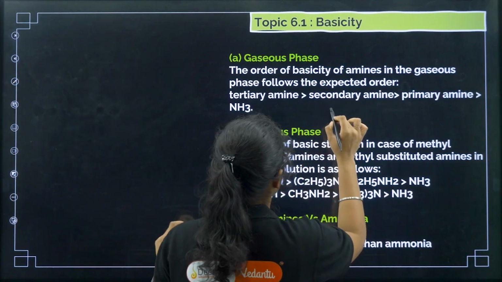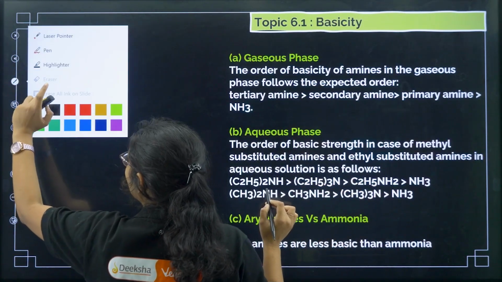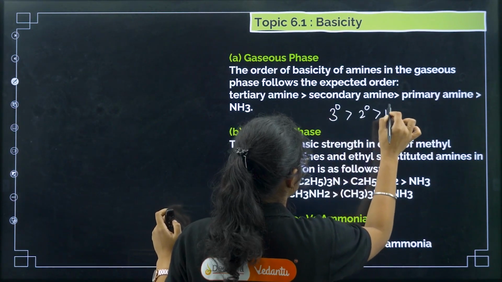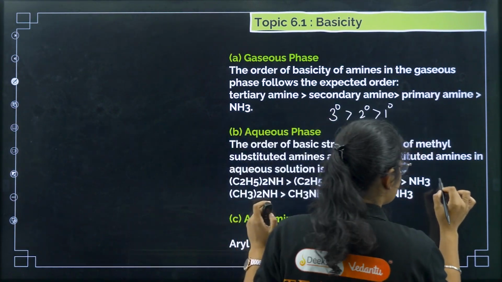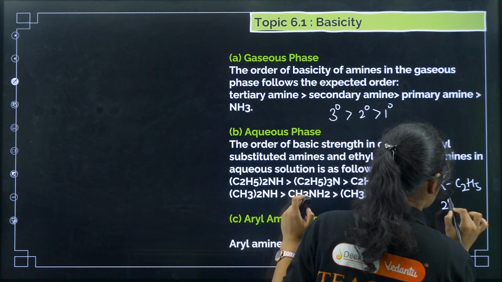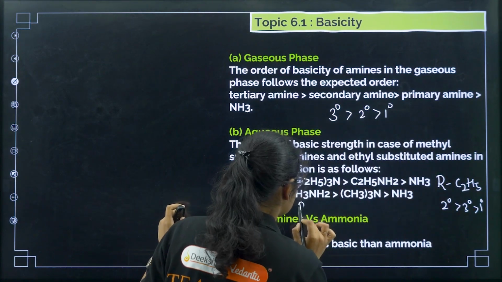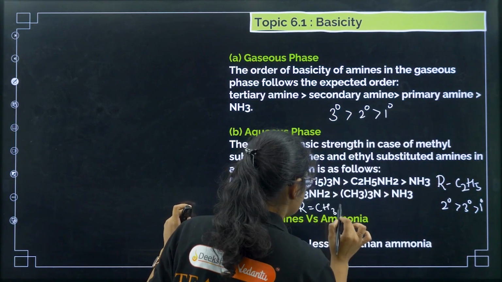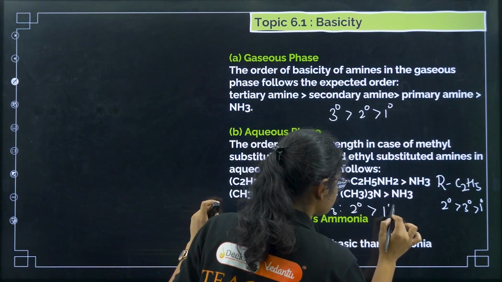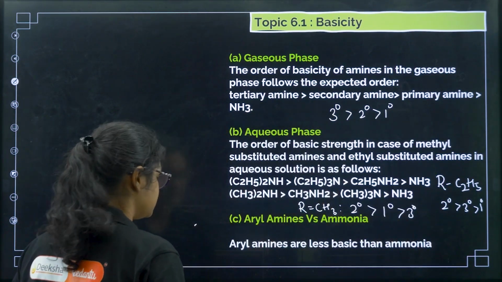Okay, so here I wrote it: 3 degree, 2 degree, 1 degree in the gaseous phase. If R is equal to ethyl group, C2H5 group, then we have 2 degree, 3 degree and 1 degree. And if your R is equal to methyl group, then it is 2 degree, then you have 1 degree and then 3 degree. Now coming to aryl amines versus ammonia.